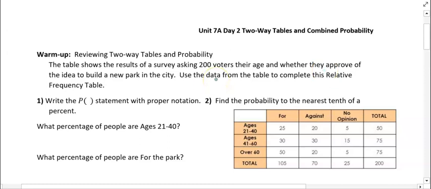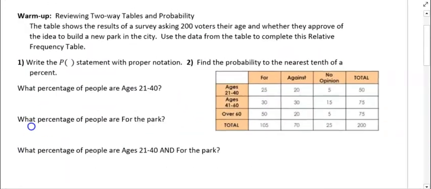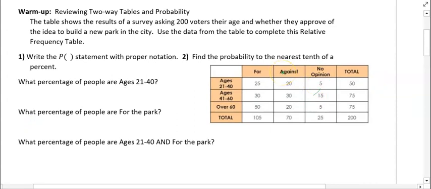Use the data from the table to complete this relative frequency table. And we're not going to actually do the entire relative frequency table. You can make a whole table where you show all the probabilities, but we're going to find some specific ones. So what we're going to do first of all is write the probability statement with the proper notation. So I should see a P of something, and you can abbreviate however you like for this, but then also give the probability to the nearest tenth of a percent.